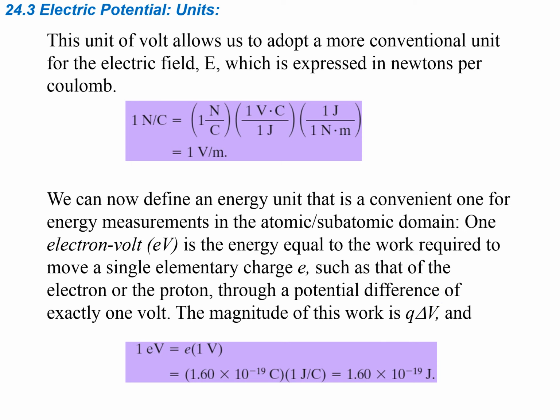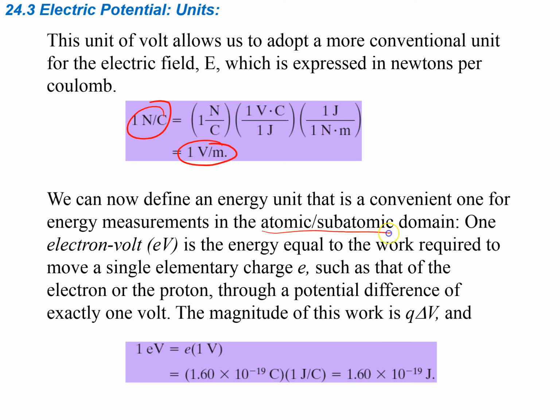So this unit of volt allows us to adopt a more conventional unit for the electric field, E, which is expressed in newtons per coulomb. Normally we've been writing our electric field in newtons per coulomb, but if we do some rearrangement, we can also write it as 1 volt per meter, and that'll be helpful to us when we're talking about voltage.